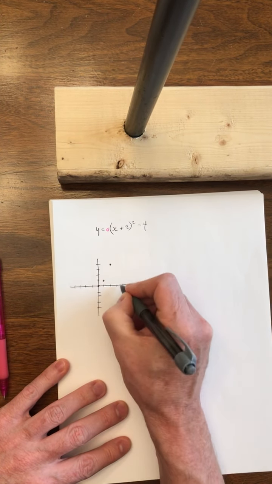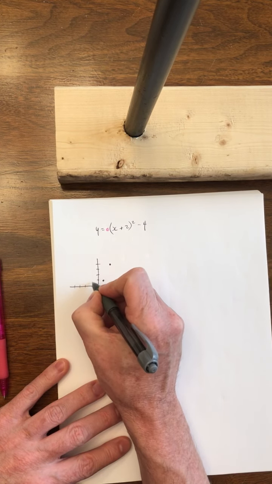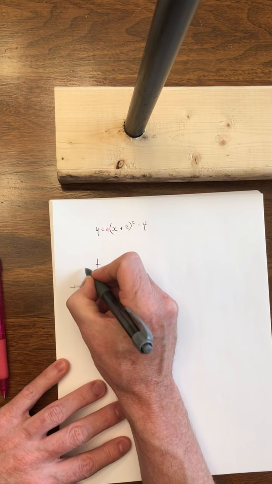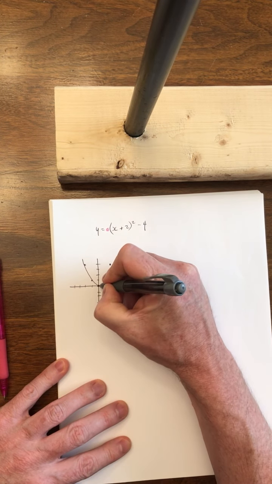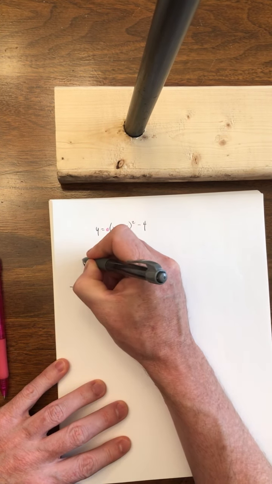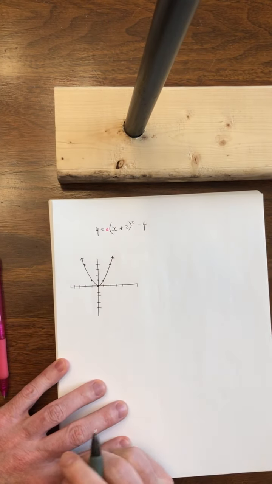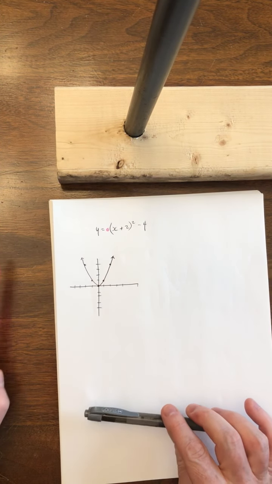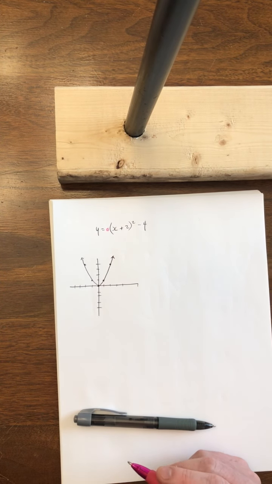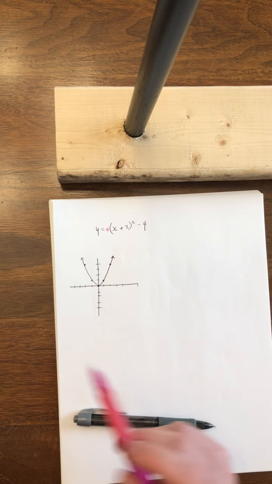2, 4, 3, 9, negative 1, 1, negative 2, 4. So here is our initial y equals x squared. And I'm going to change colors here. So the first thing that we're going to do is we're going to deal with A.